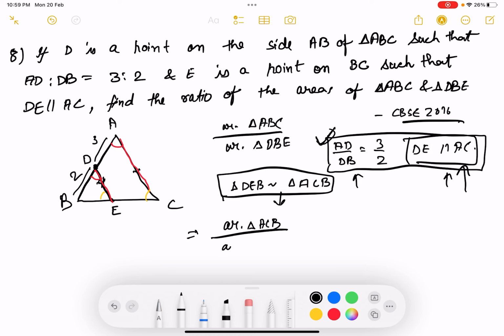So again, when they are similar, this implies that the ratio of their areas, that is the ratio of triangle ACB upon triangle DEB, will be equal to the square of their corresponding sides. So which side? Obviously I'm going to take this side because we are given a relation between these two sides, so we'll take this side only. So it will be AB upon DB whole square.